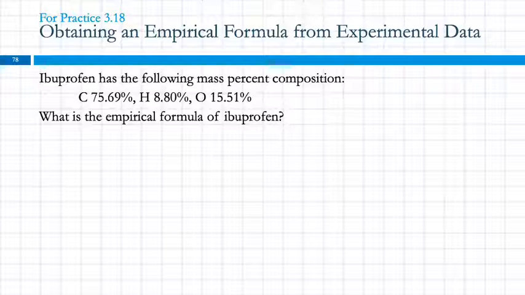Let's do another one. Here's ibuprofen. We had the formula earlier, but let's look at calculating it. So here we're given mass percent composition and asked for the empirical formula. So we say, well, let's assume I have 100 grams of ibuprofen, then 75.69 grams are carbon. So I just take the percent sign and make it into a gram.